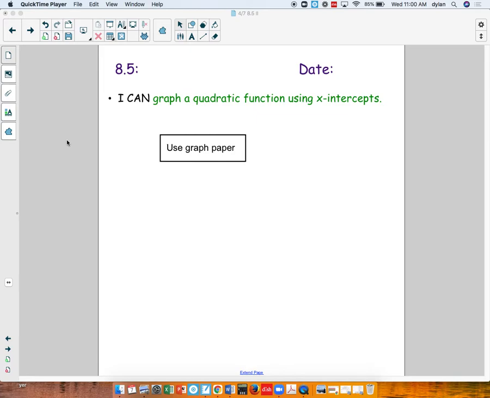So notice that you'll need a piece of graph paper for your notes for this lesson. So I want you to pause the video, get a piece of graph paper, and then set up your note sheet with the section, the date, and the I can statement, and then resume the video as soon as you are ready.